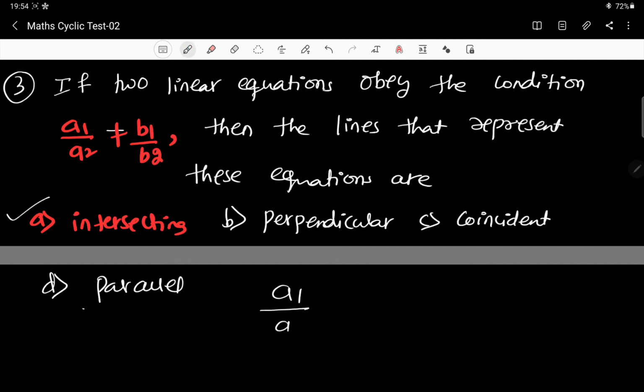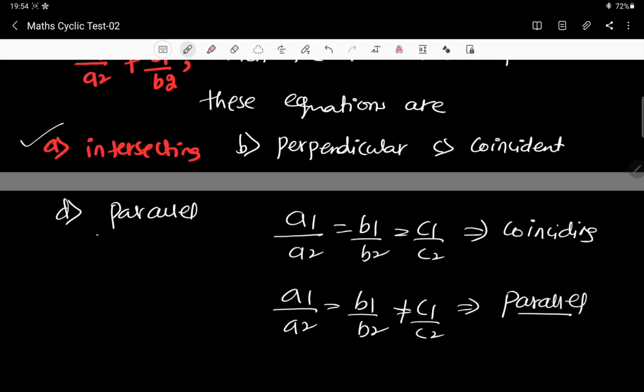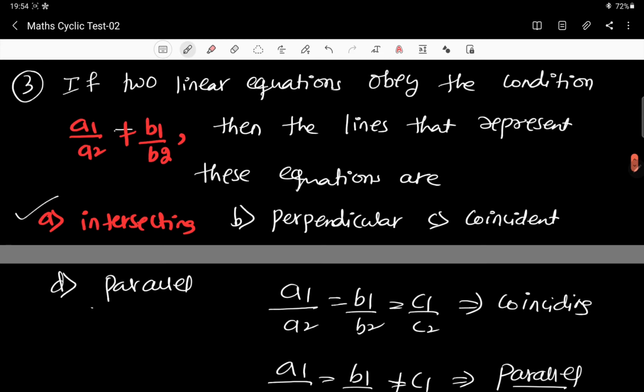For example, a1 by a2 is equal to b1 by b2 is equal to c1 by c2 means whatever lines are there, they are coinciding. You know this. If a1 by a2 is equal to b1 by b2 is not equal to c1 by c2, then the lines we get are going to be parallel. We know this also. And if a1 by a2 is not equal to b1 by b2, they are intersecting, and they have a unique solution and all that also follows.